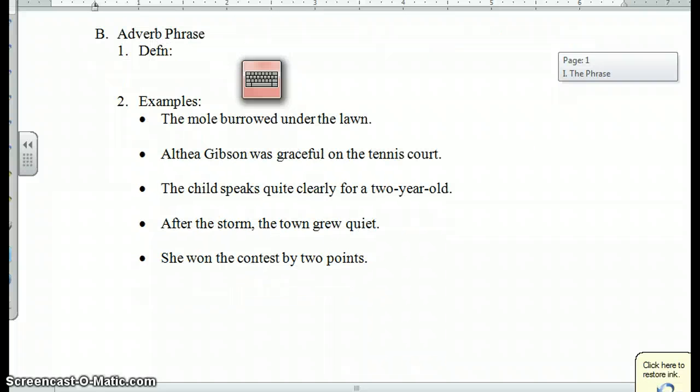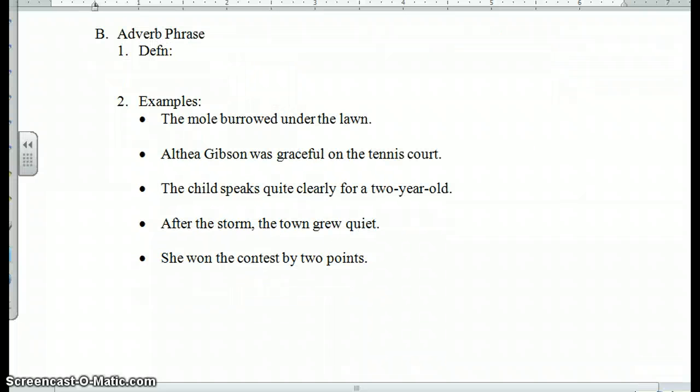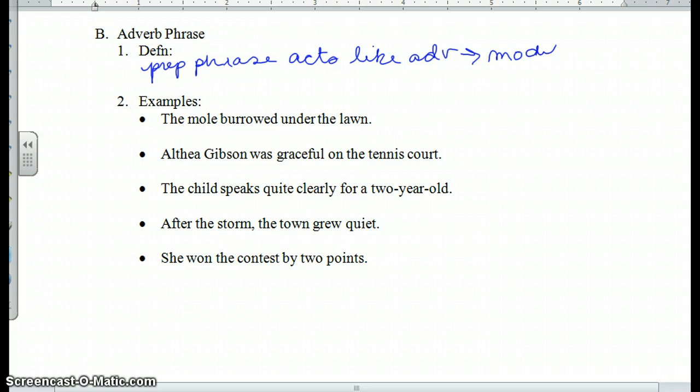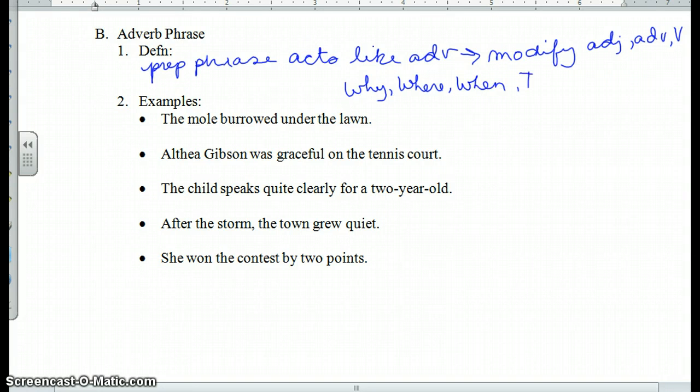Now, just like regular adverbs, adverb phrases are going to be a prep phrase that as a unit acts like an adverb. Now remember, adverbs modify adjectives, adverbs, or verbs. Their key questions are why, where, when, and the great one, to what extent. If it answers those key questions, it's an adverb.